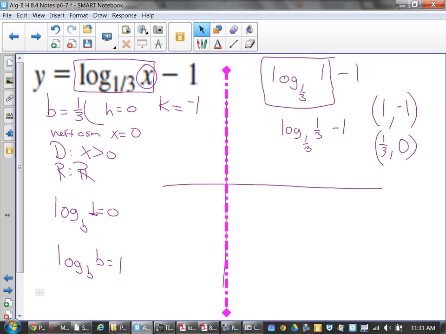So here we have two sets of ordered pairs. I have an ordered pair at 1 and -1, and I have an ordered pair at 1/3 and 0. Do those two ordered pairs match the rough sketch that I know the graph is going to follow? Yes. Connect the dots. My curve is moving down towards the right, and that's what it's going to look like.